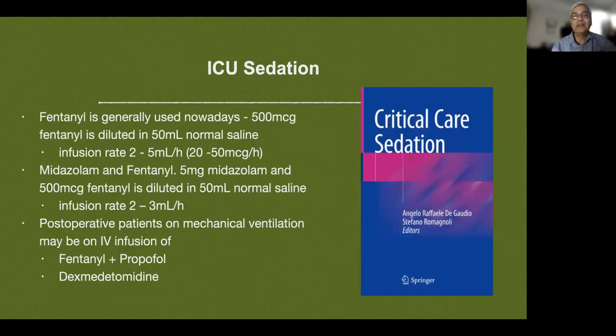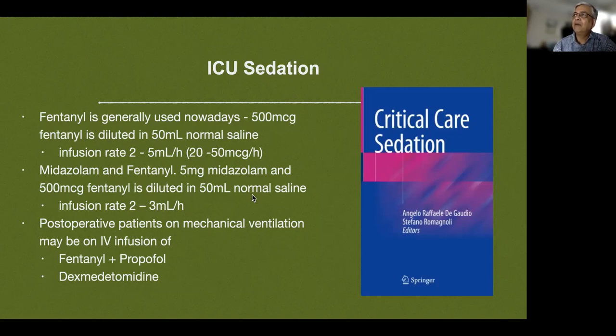Patients in the ICU need sedation because it's a very disturbing kind of atmosphere. Fentanyl is generally used nowadays as sedation, and what we generally follow is we make a solution of fentanyl with 500 micrograms in 50 ml normal saline, and we give it at an infusion rate of 2 to 5 ml per hour. That is about 20 to 50 microgram of fentanyl per hour.